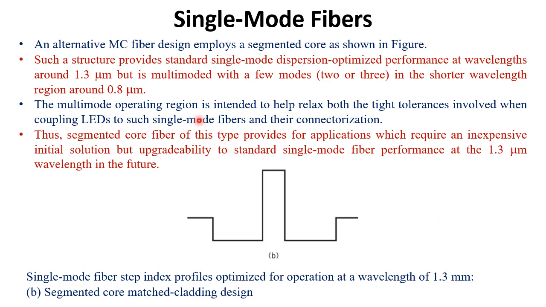The multimode operating region is intended to help relax the tight tolerances involved when coupling LEDs to such single mode fibers and their reconnectorization. So a segmented core fiber of this type provides for applications which require an inexpensive initial solution but upgradability to standard single mode fiber operation at 1.3 micrometer wavelength in the future. So this is the segmented core matched cladding design profile.